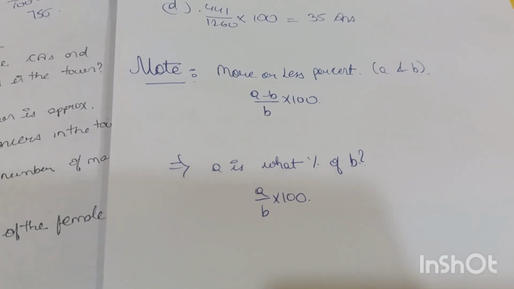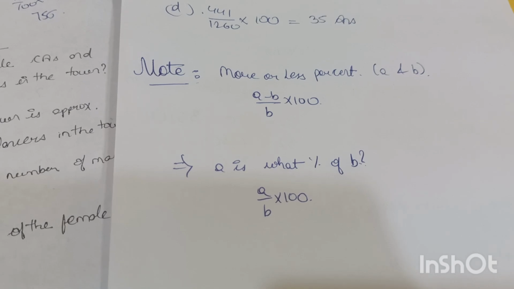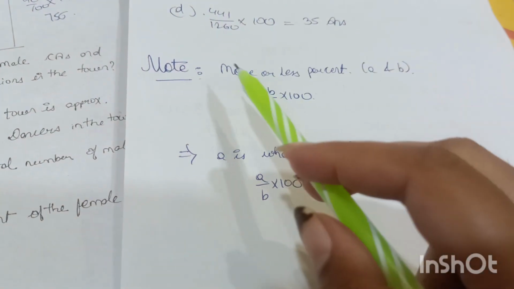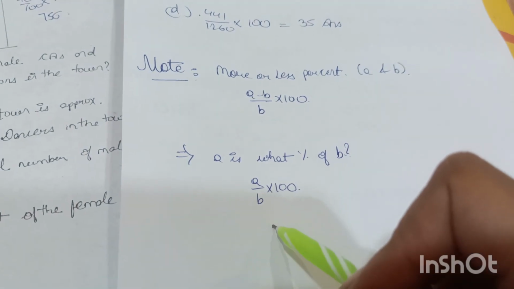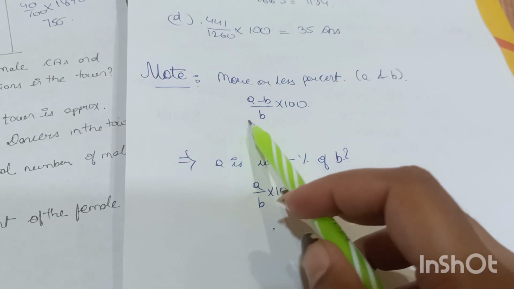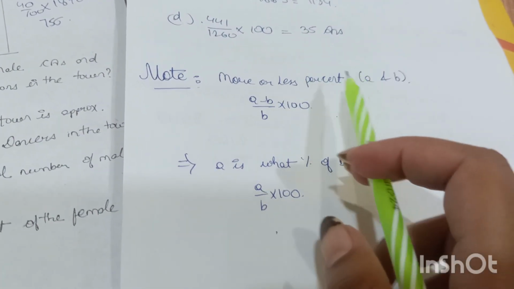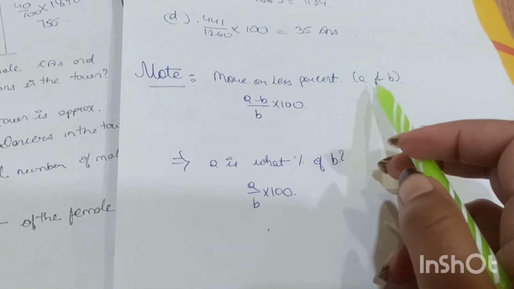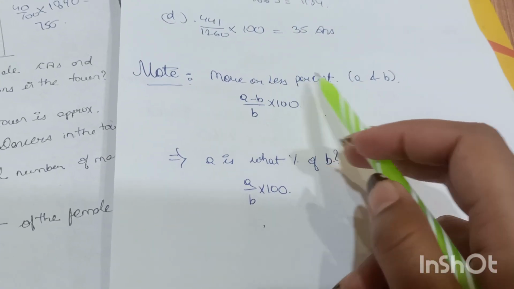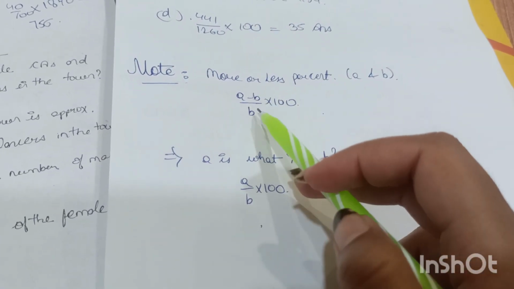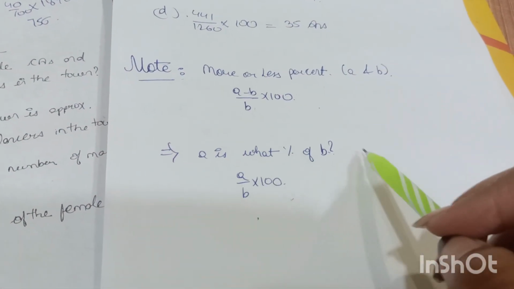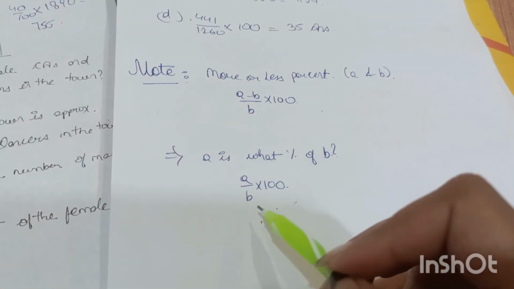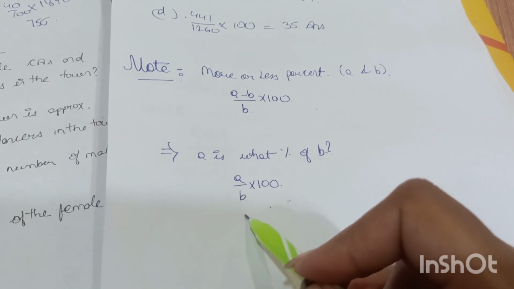So I would like to tell you all one important thing. Many of you might be confused about when you have to use this formula and when you have to use that formula. So for this formula, the question should be asking if A is more or less than B, then you have to use this formula. When the question is asking A is what percentage of B, then you have to take this formula.